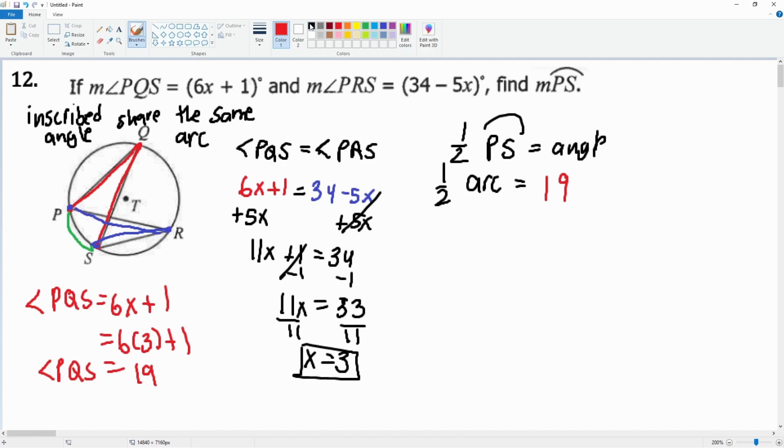Okay? How do we get the arc? Well, if we multiply by 2 to both sides, right? This cancels. This gets you the arc is equal to 19 times 2. Right? This gets you 38. So you can say that arc of PS is equal to 38. Okay? So there you go. That is how you solve for x and find the arc measurement.